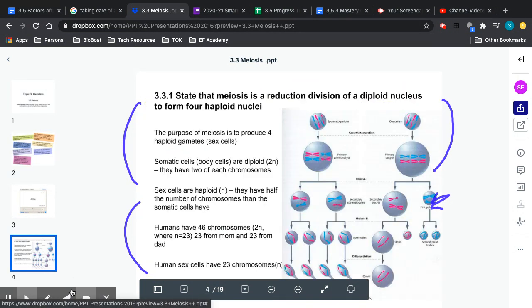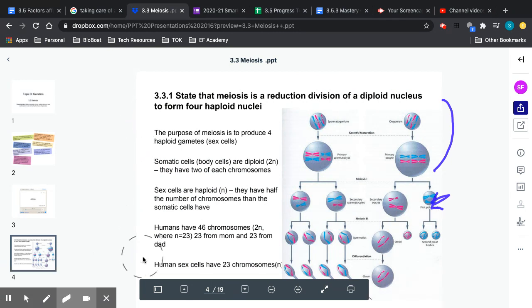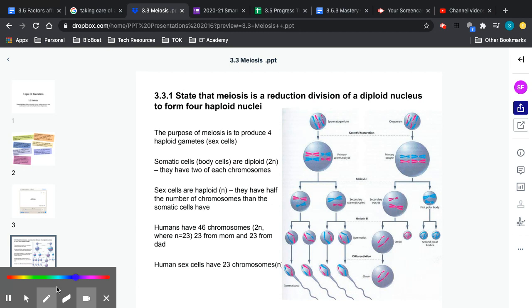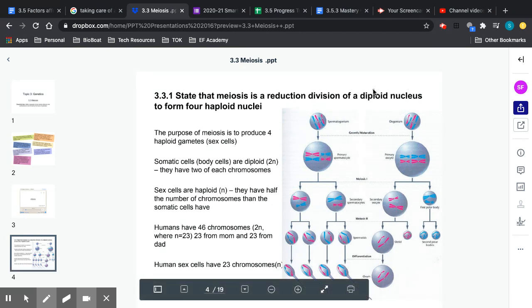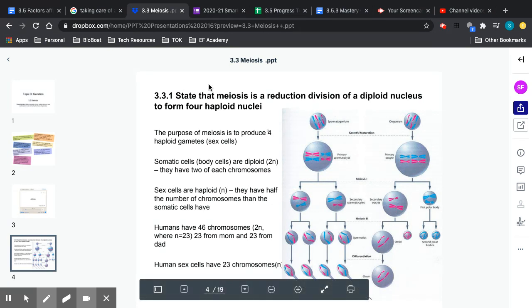So the first assessment statement's just a state, so it just wants you to basically remember, and it says that meiosis is a reduction division, so that part's important, and of a diploid nucleus to form 2 haploid nuclei. So I know it's like we're talking nuclei, we're talking cells. I know that might be a little bit strange, but basically it's only the nuclei that get changed.